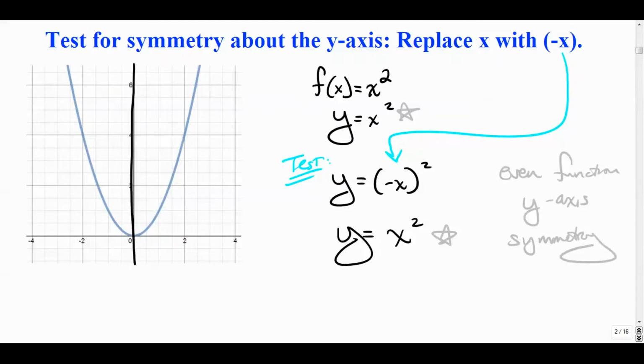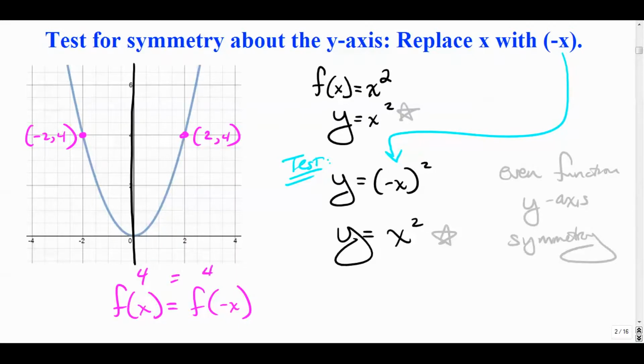Alright, cool. Graphically you can see that (2, 4) resides right here, and (-2, 4) resides right here. So f of x is equal to f of negative x is what that means. 4 is equal to 4. f of negative 2 is equal to f of 2 is what that really is looking at. So anyway, the stuff in pink down here is more like the formal stuff. Over here is kind of like our shortcuts.